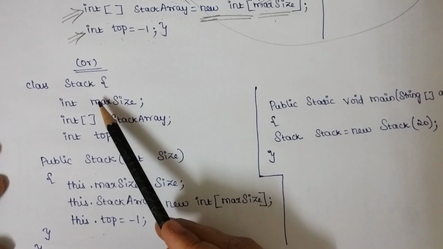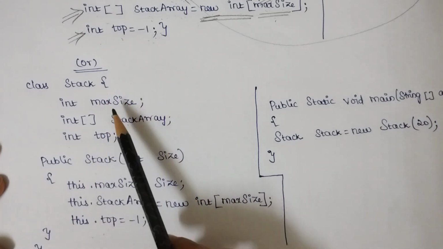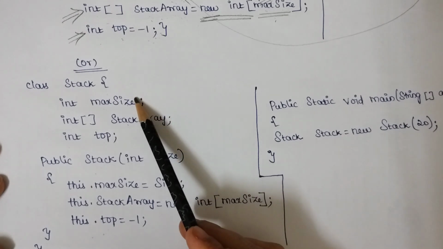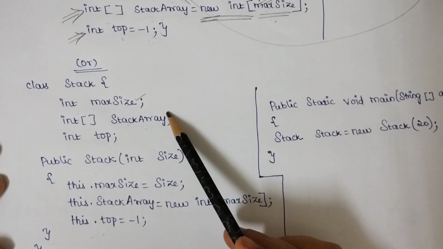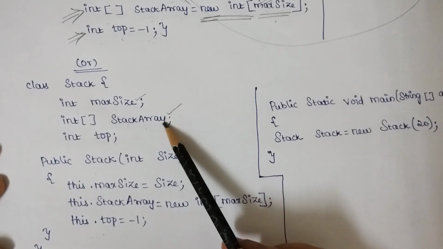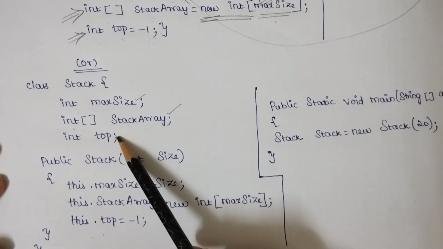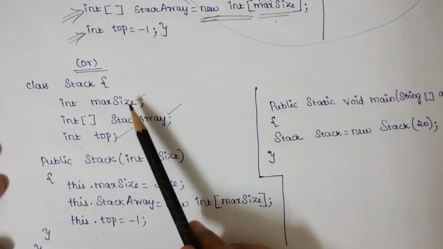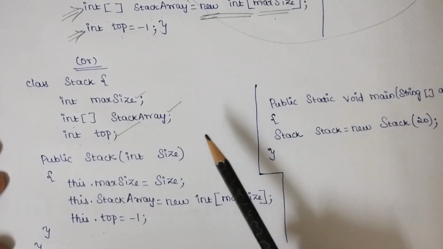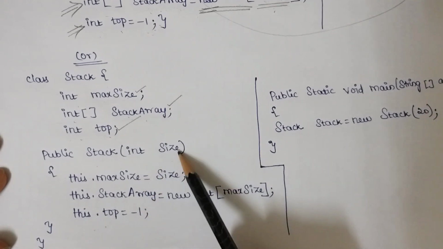Right, so here you can see in these 3 statements we have just done the declaration part. You declare that you are using a variable called max size, which is of type integer. In the same way, you use a one-dimensional array called stack array of type int, and then a variable called top, which is again of integer type. These things you are declaring that you're going to use in your program, and the actual initialization is happening here.